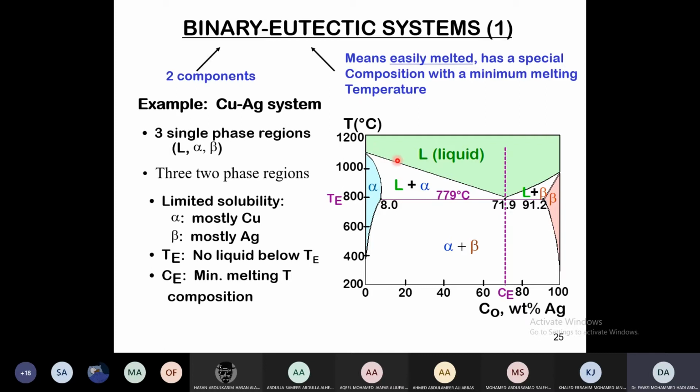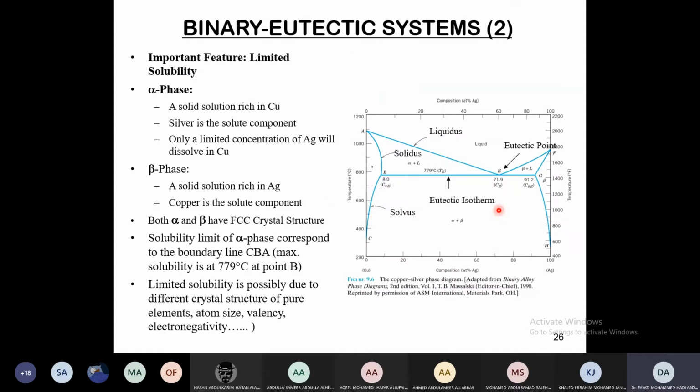That line there is the liquidus line. As you can see, beyond that line, everything is liquid. And this line is called the solidus line. Coming from there to here, everything turns into solid. The same thing for that line as well, it's called the solidus line. This line here is called the solvus line.